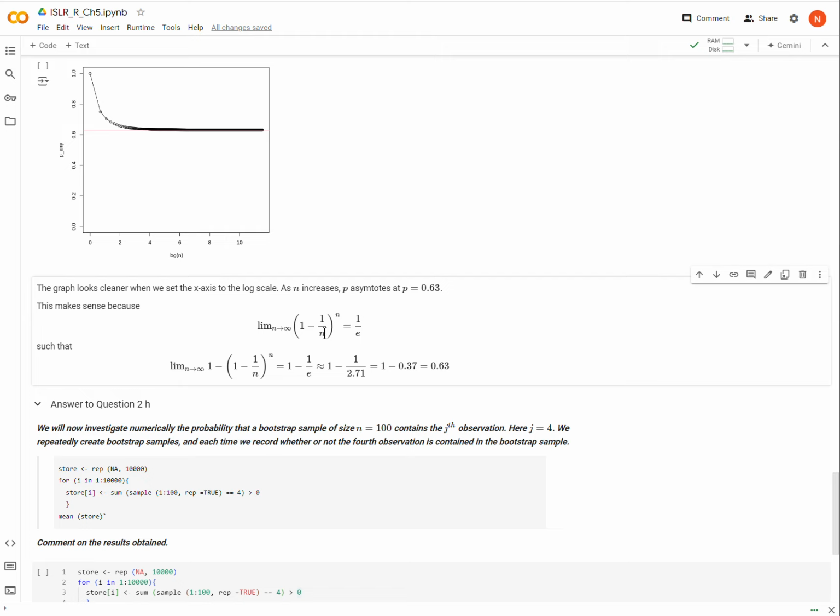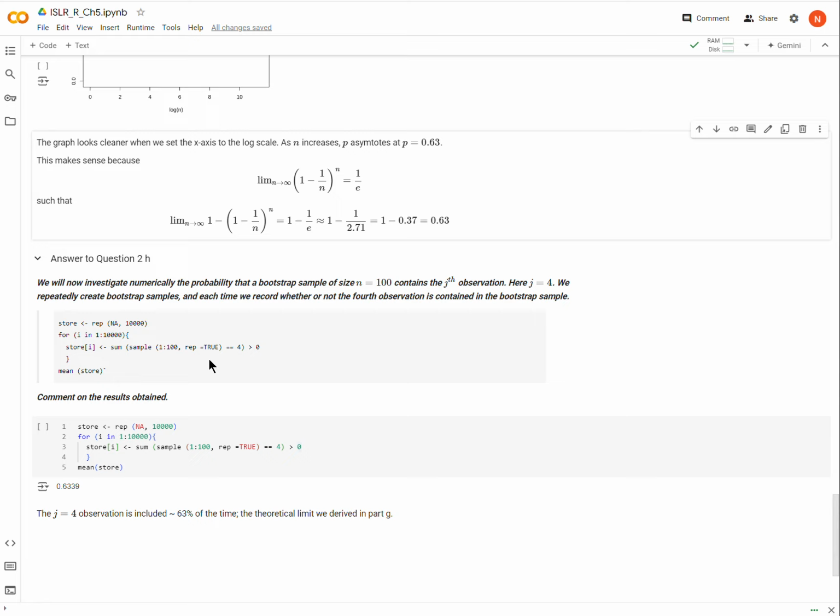And so if I wanted the limit of the probability that the jth observation is in the sample, then I would need to take this expression and find the limit. Well, that is just 1 minus 1 over e. And remember the constant e is about 2.71, but it just continues on forever. So this is 1 minus 0.37, which is about 0.63. So as n approaches infinity, we expect the probability that the jth observation is in the sample to be about 63%.